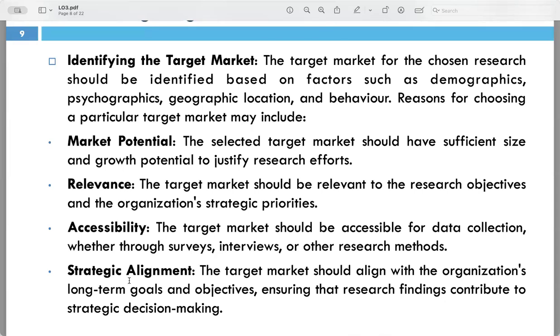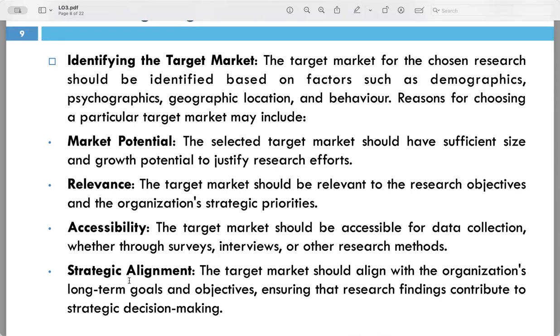Then there is strategic alignment. The target market should align with the organization's long-term goals and objectives. The alignment ensures that the research findings will contribute to strategic decision making. For example, if a company plans to launch a new product line for eco-conscious consumers, the target market should include individuals who prioritize sustainability.